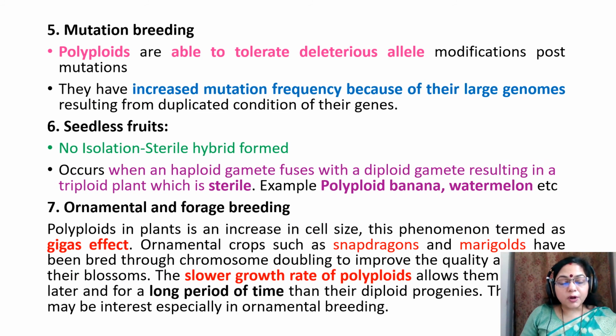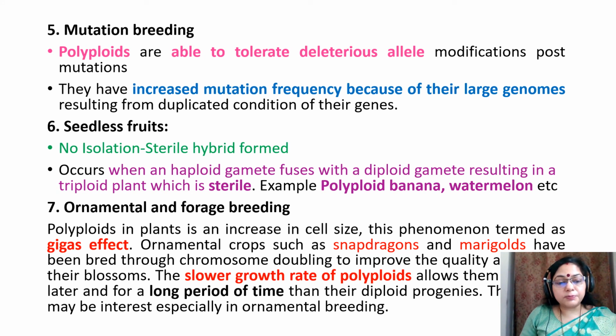Mutation breeding. Polyploids are able to tolerate deleterious allele modification post-mutations. They have increased mutation frequency because of their large genome resulting from the duplicated condition of their genes. Next is seedless fruit. No isolation, sterile hybrid formed. It occurs when a haploid gamete fuses with a diploid gamete, resulting in a triploid plant which is sterile. For example, polyploid banana and watermelon.